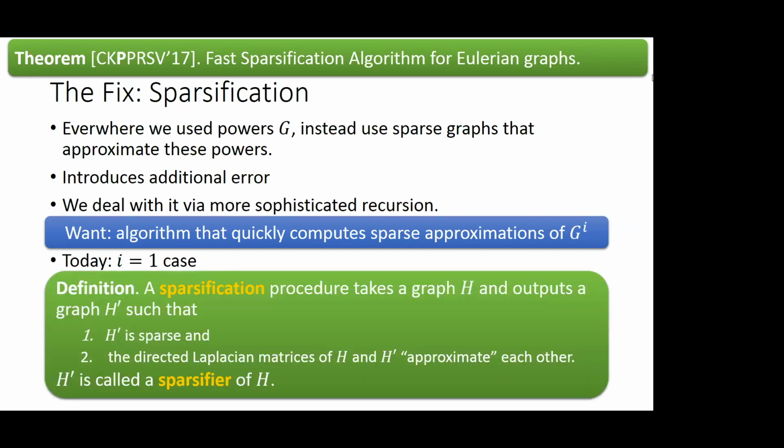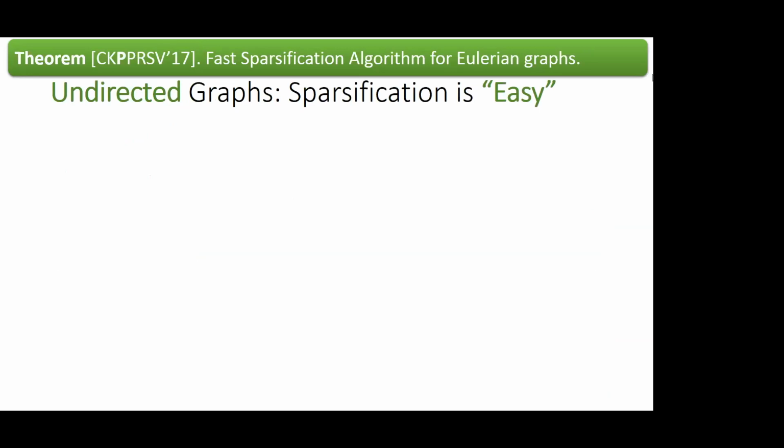So we can define a sparsification procedure. It's a slightly less rigorous definition than the one we gave in the last talk. A sparsification procedure takes a graph H and outputs a graph H prime, such that H prime is sparse, and the directed Laplacian matrices of H and H prime approximate each other in an appropriate linear algebraic sense that we're going to talk about in a little bit more detail later. And we call H prime a sparsifier of H. And so in undirected graphs, sparsification is quote unquote easy.